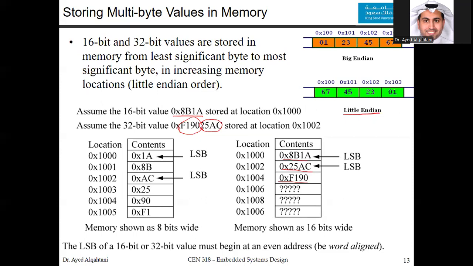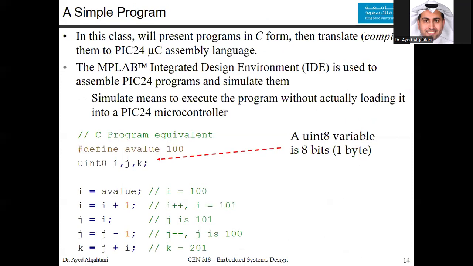Now let's have a simple program. I write this program in such a way that you can understand it if you have studied any programming language. But know that in this class, we will present our programs in C, which is a high-level language. And then you can use a tool to translate or compile it into the PIC24 assembly language.